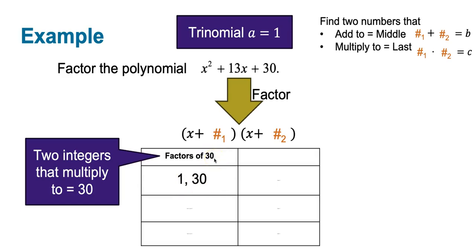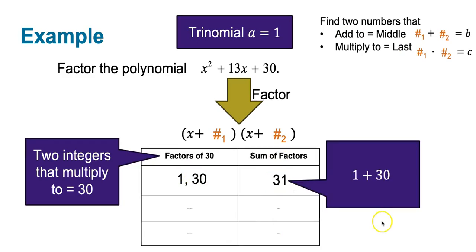Is this the factor pair we need? Well, the two numbers must satisfy both of these conditions. Anything in this column should be factors of 30, so that will automatically satisfy the second condition. However, we need to check if they satisfy the first condition. To check that, I'll make a second column with these two numbers added together. 1 plus 30 produces 31.